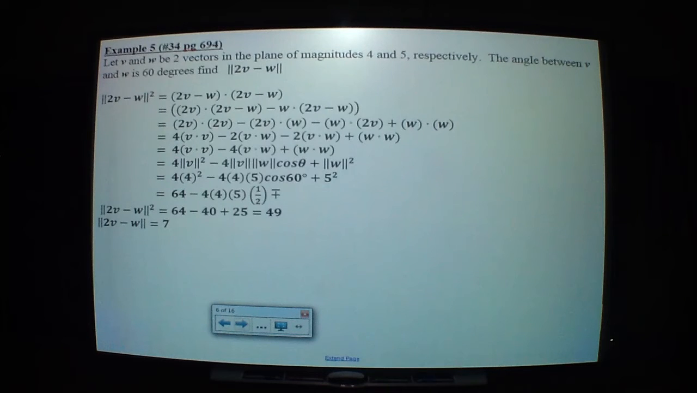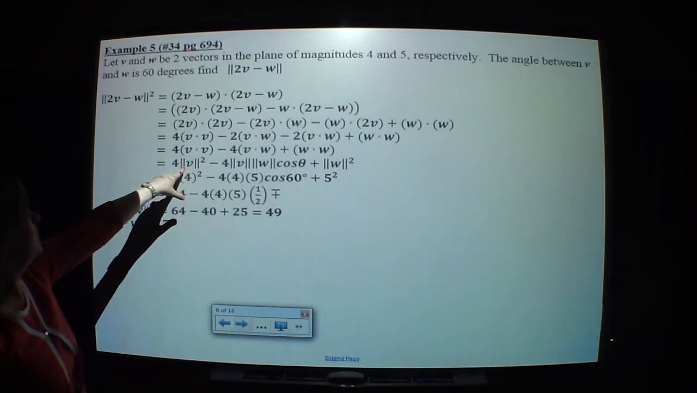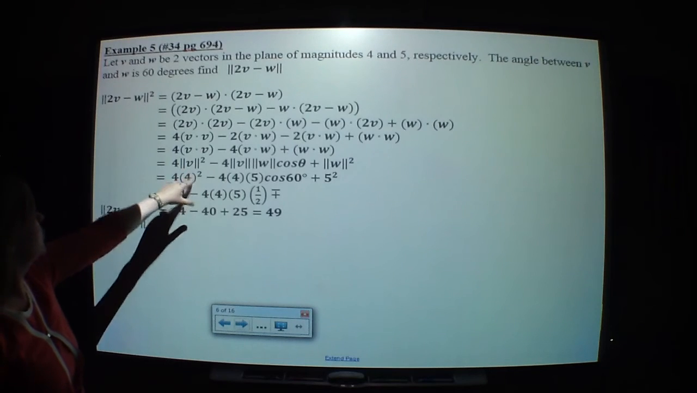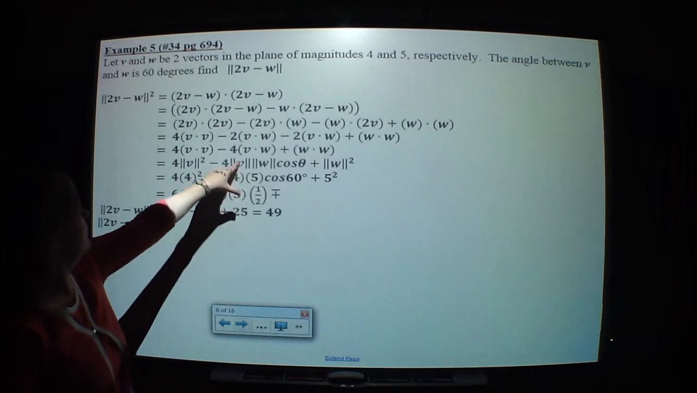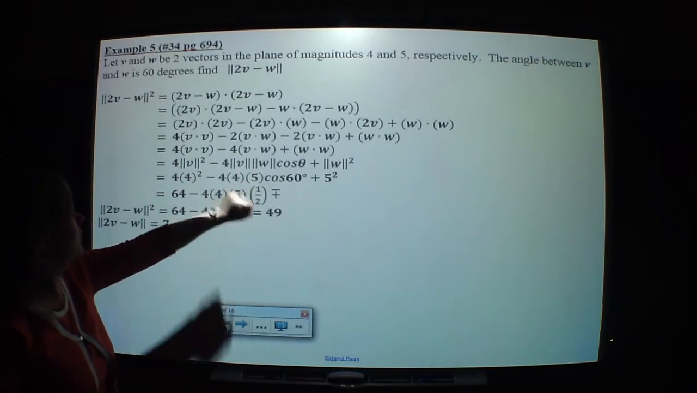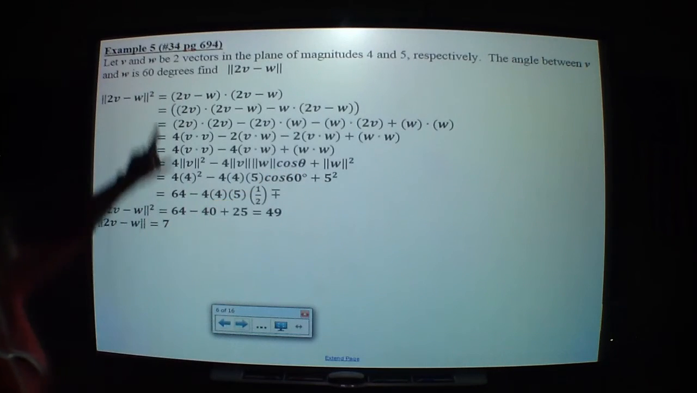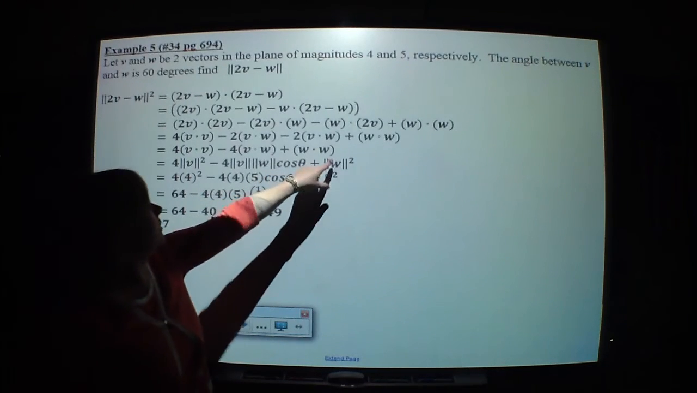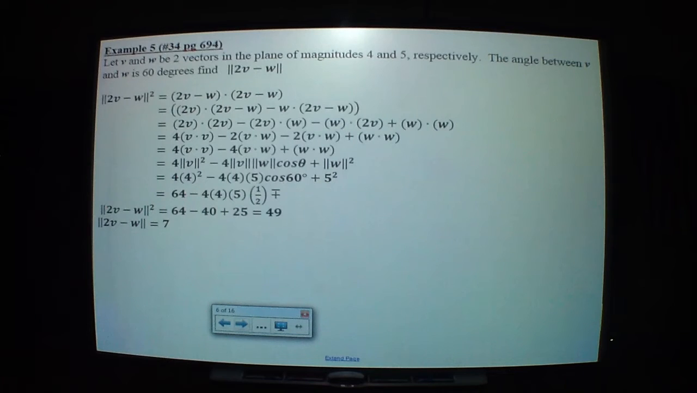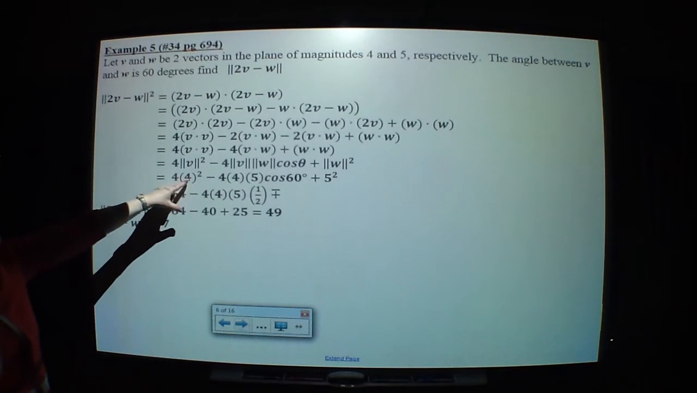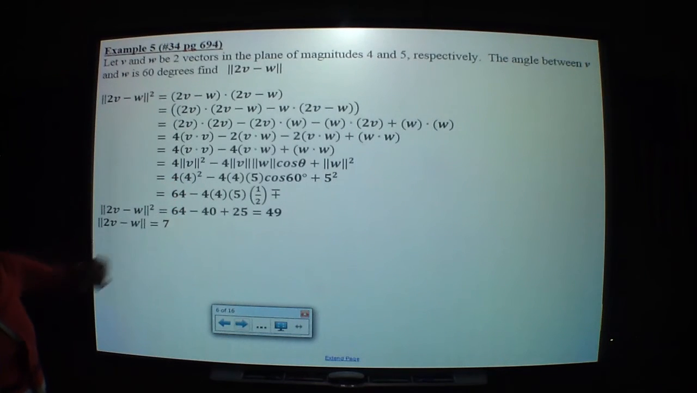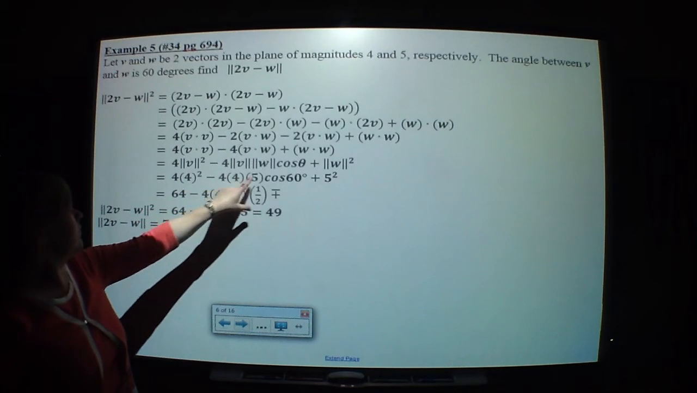Now plug in what I know. The magnitude of V was 4, so that's 4 squared. Magnitude of V is 4, magnitude of W is 5. The angle between them is 60 degrees. Magnitude of W is 5, so 5 squared. 4 squared is 16, times 4 is 64. Then I have 4 times 4 times 5.